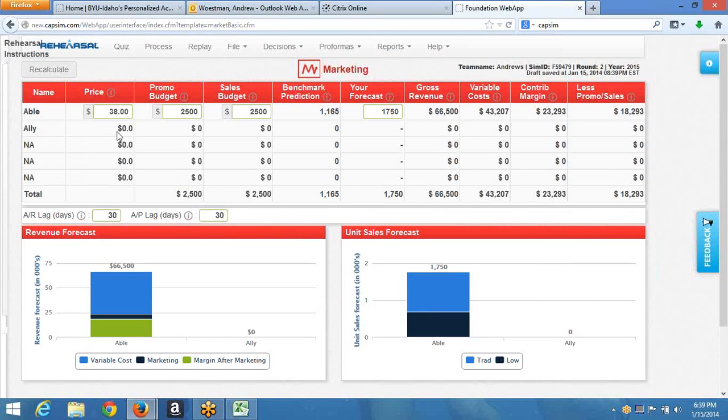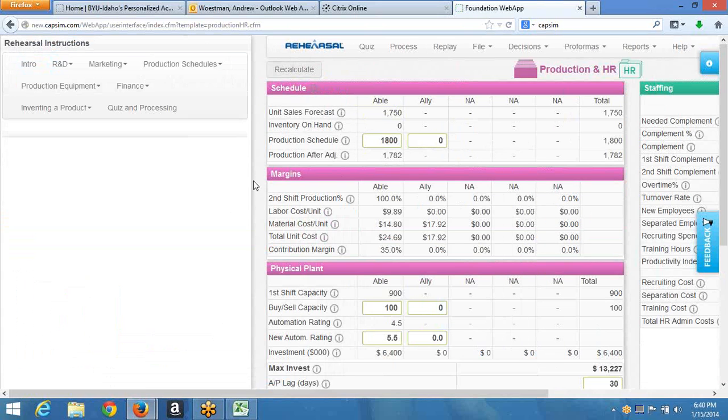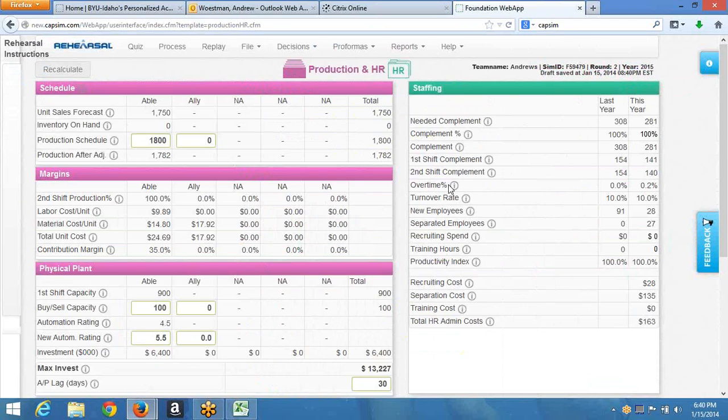She's there, but you won't be able to put a price, promo budget, sales budget, or forecast on her just yet. But what you will need to do is go to your production. With your production, you will need to buy some capacity so you can actually sell her in 2016. So right now she has 0 capacity and 0 automation. You need to at least have 1 automation in order for her to work. So if you put 1 automation in, now you're just going to use up all the money that you have left in buying capacity and automation for Allie.